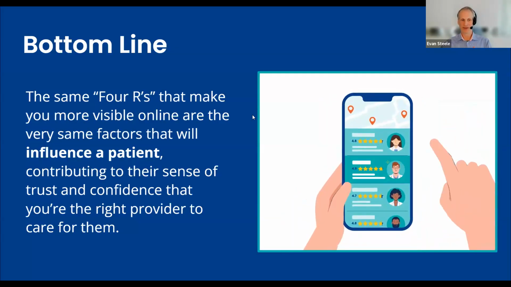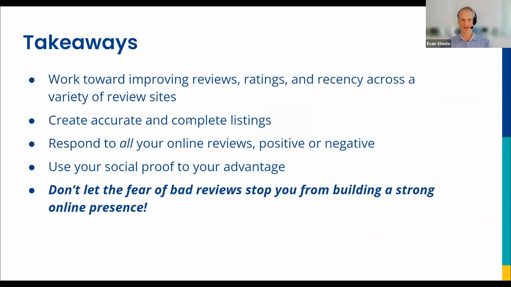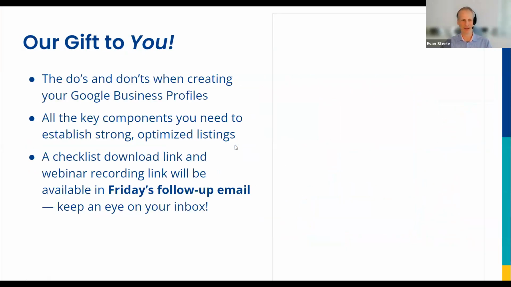So just to reinforce the 4 R's, our takeaways today are: create those complete listings that are accurate, do all the responding, and leverage all those good comments online to create more social proof, especially in the social media. And don't let bad reviews stop you from building a strong online presence. Again, the math is 1-star unhappy patients go out of their way to post a review. 5-star happy patients don't do anything unless you ask them. I mean, that's just a good general rule to follow.